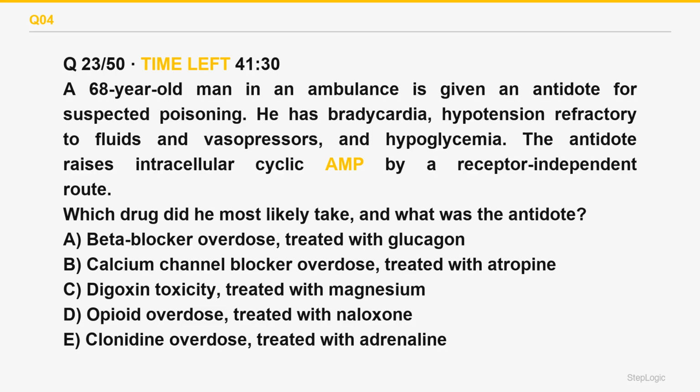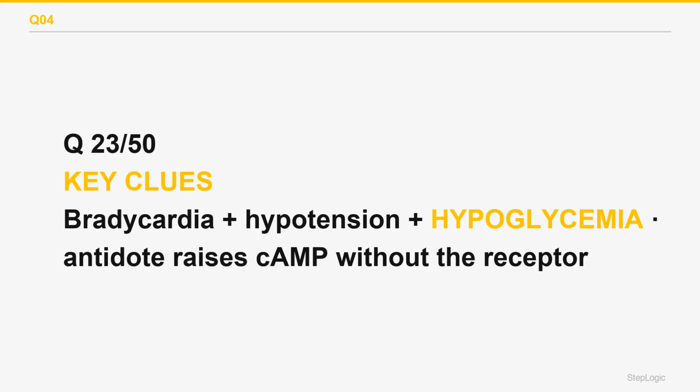Read the command, the drug, and the antidote. One antidote works by bypassing a blocked receptor entirely, and that mechanism identifies both. Beta blocker overdose produces bradycardia and hypotension that resist catecholamines because the receptors those drugs act on are blocked.